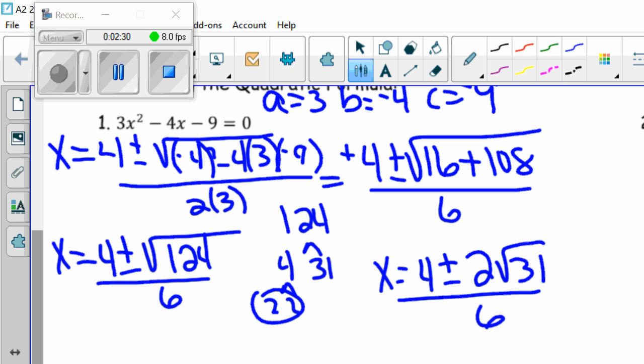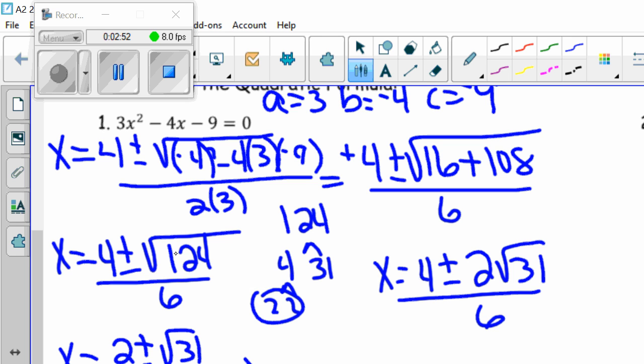We always want to put our answers in exact form, so no decimals allowed when we do quadratic formula. So now I notice I have a 4, a 2, and a 6. I can reduce all of those by 2. So I get x is equal to 2 plus or minus the square root of 31, everything over 3.